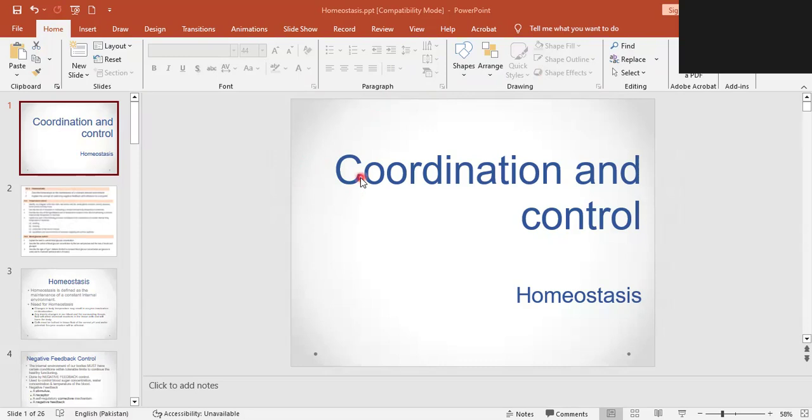Okay, homeostasis. What is actually homeostasis? Homeo means internal, and stasis means to keep something constant or stable. Internal, something stable. It means that something which is constant internally, this is the literal meaning of homeostasis. What is the meaning in biology, when we are studying it?